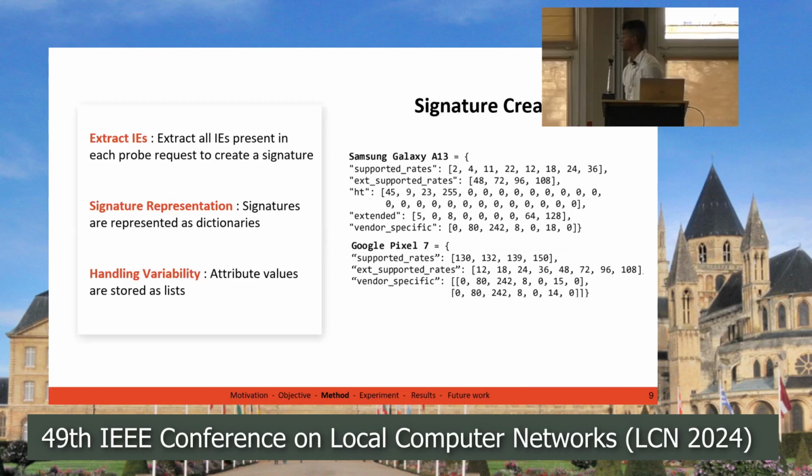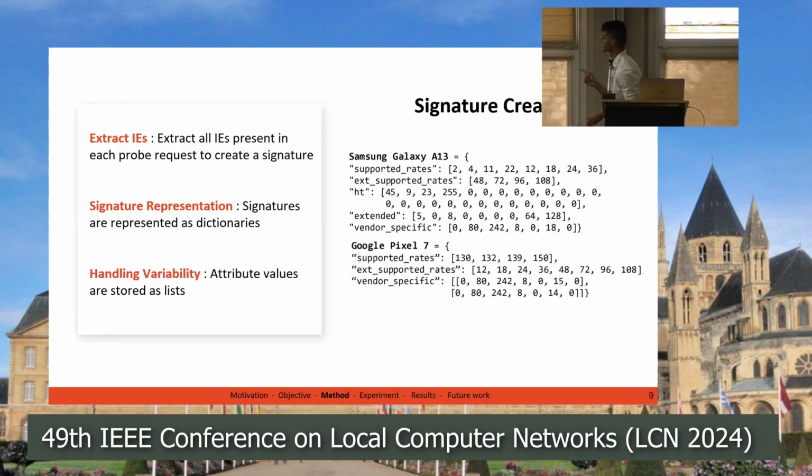So once we extract the probe request, we extract these information elements and we create a signature. We structured the signature as a dictionary. So here you could see two examples from our database, a Google Pixel 7 and a Samsung Galaxy A13. Here we take every attribute in the information element, everything from supported rates, HT, extended, vendor specific, and we match it against a specific attribute value.